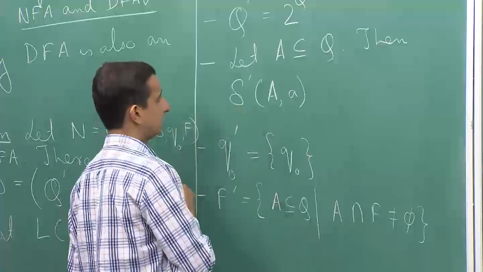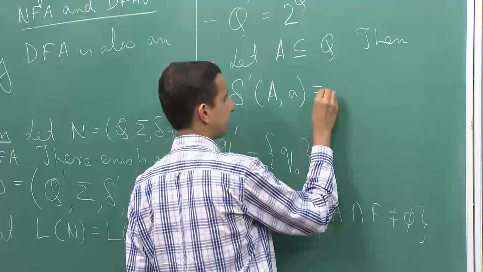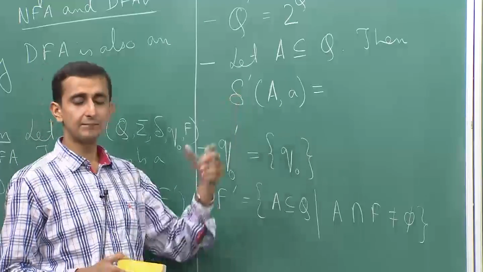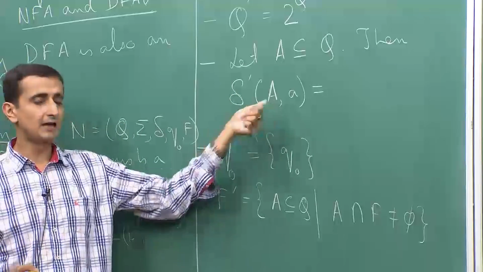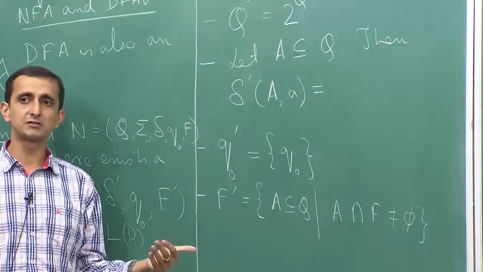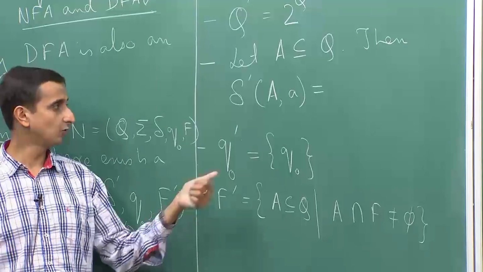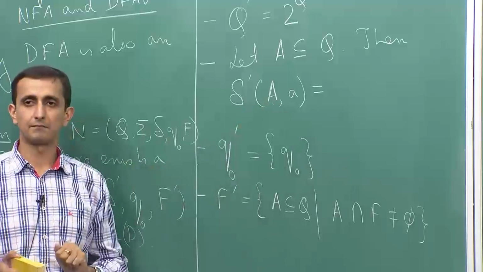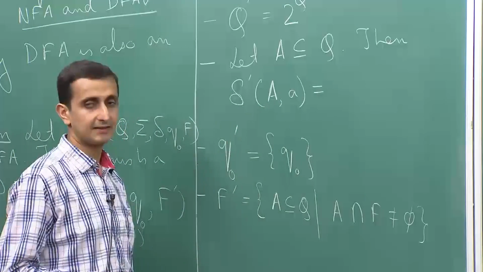And now let us come to delta prime. How do we define delta prime? Delta prime of A comma small a. Basically from a set A, I want to go to all possible states that I can go to from each and every element of my set capital A.